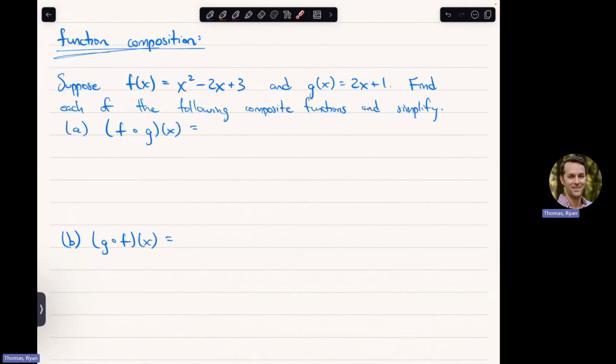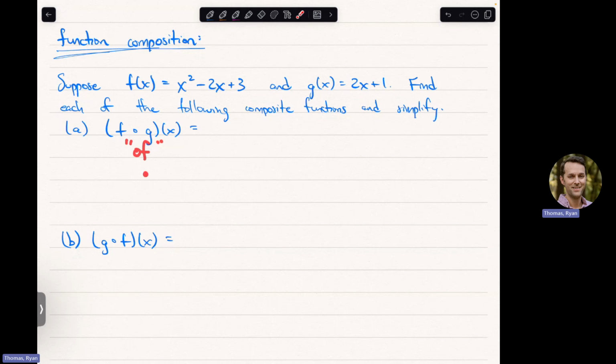So I'm going to take these two functions. Suppose f of x is this and g of x is that. Find each of the following composite functions and simplify. So the way you read this notation, the little circle is the composition operator. You read that like "of".